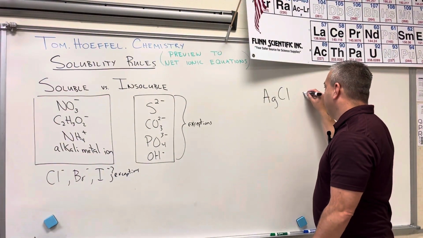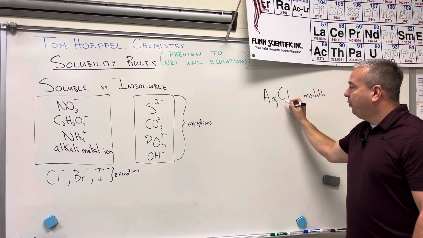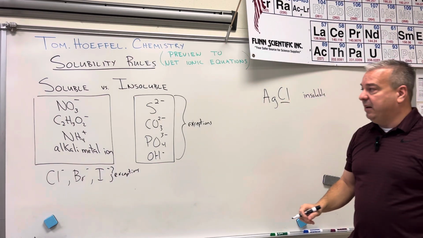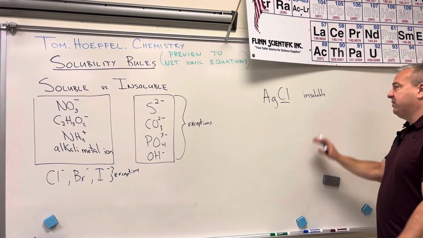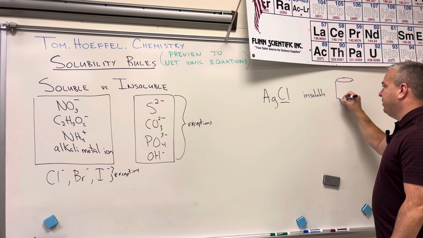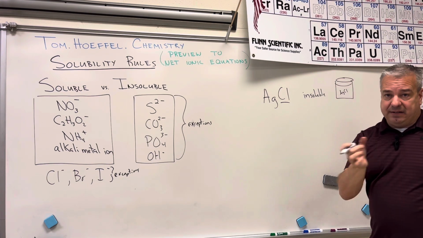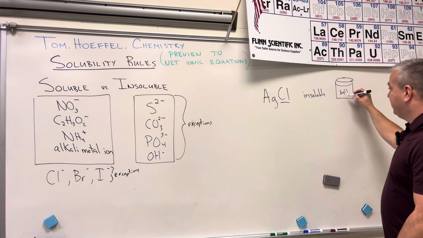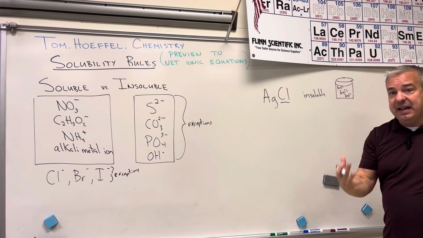So this is an insoluble. Even though chlorides are usually soluble in water, there were some exceptions, and silver is one of those exceptions. So if I had a particulate diagram of this, there would be no ions. It would just be a whole bunch of silver chloride molecules that are always together.